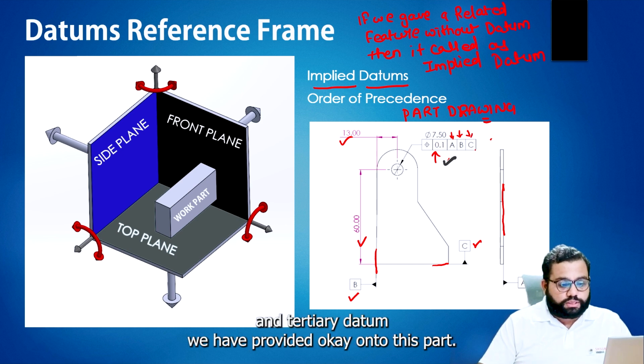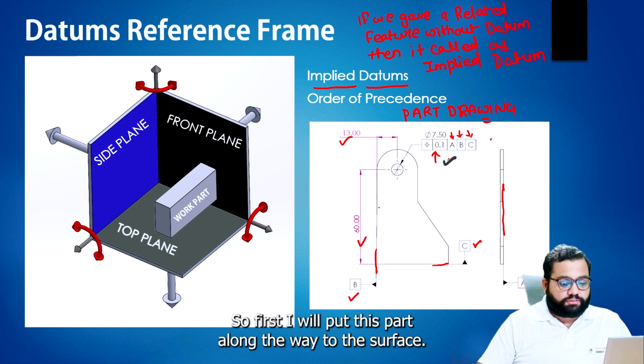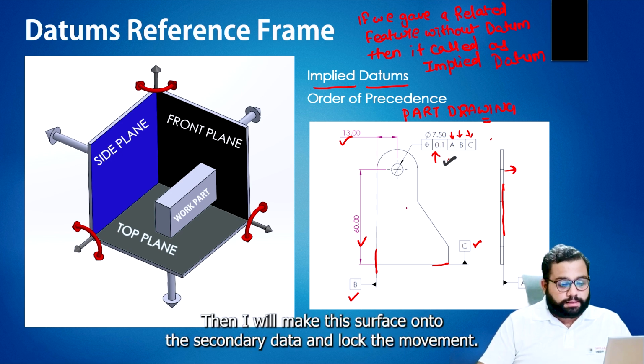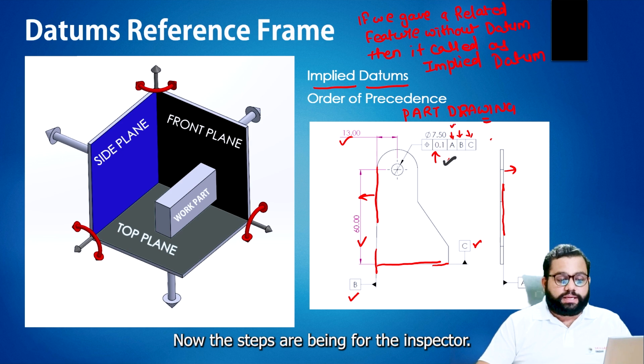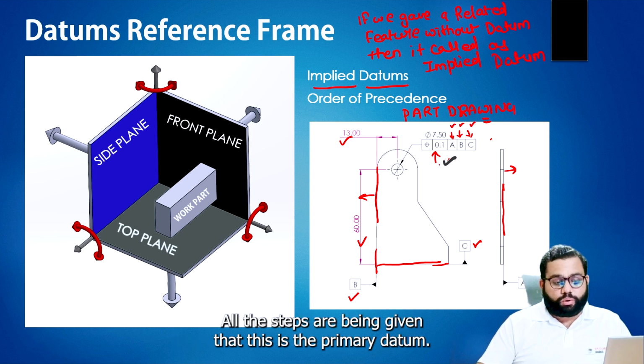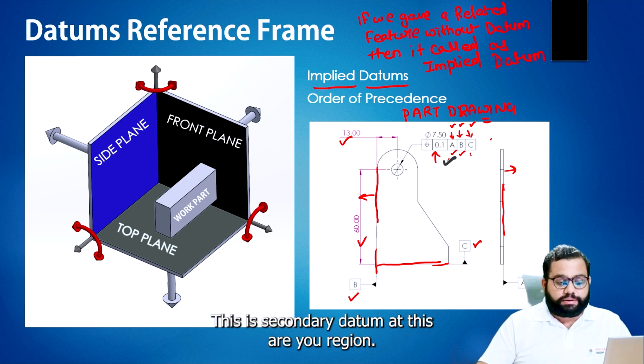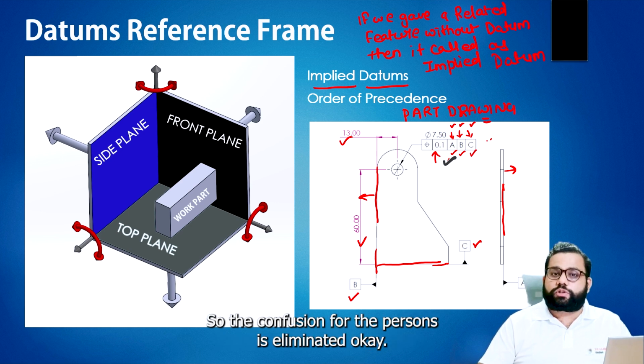Okay, on this part. So first, I will put this part along the primary surface. Then I will make this surface the secondary datum and lock the movement. And then I will put the tertiary datum. Now all the steps are being given for the inspector: this is the primary datum, this is the secondary datum, and this is the tertiary datum. So the confusion for the persons is eliminated.